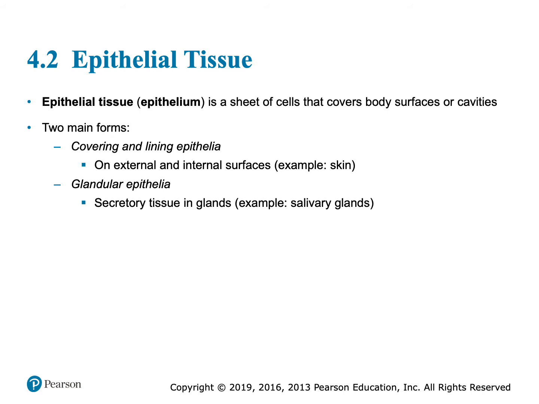Okay, so glands are a type of epithelial tissue. And then we have linings and coverings. So your mucous membranes, the things that actually meet the outside world, are going to have an epithelial layer. And then your skin is actually a cutaneous membrane. That's going to be epithelium also.